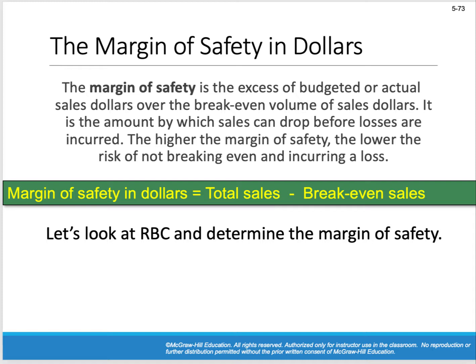Again, this is the amount by which sales can drop before losses are incurred. Since it's the amount that sales can drop before we start incurring losses, obviously, the higher the margin of safety, the lower the risk of not breaking even, or the lower the risk of incurring a loss. We see how to calculate margin of safety right here on the slide. Margin of safety in dollars equals total sales dollars minus the break-even point in sales dollars.